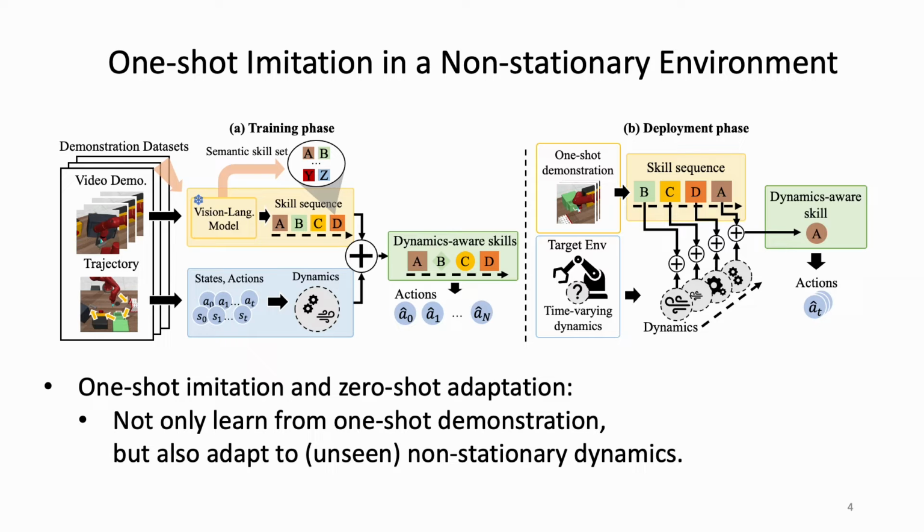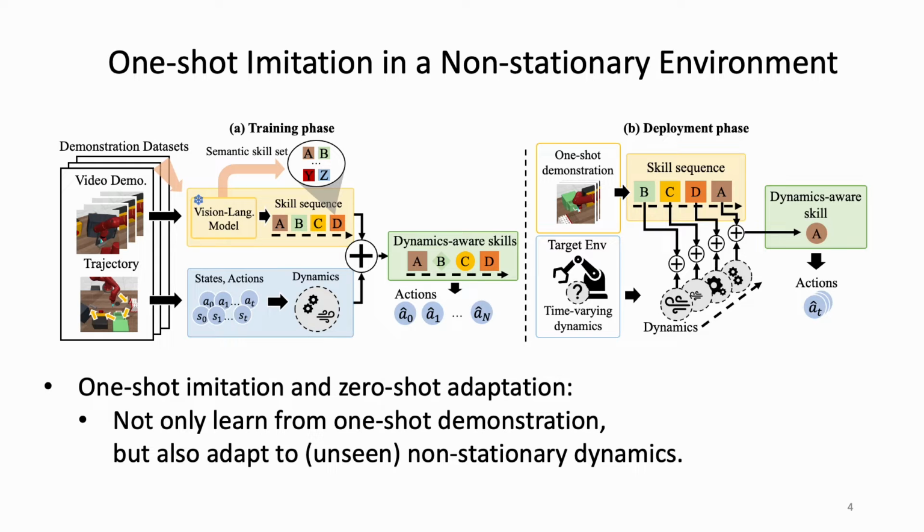Our work aims to solve the one-shot imitation problem in a non-stationary environment. One-shot imitation refers to learning from a single expert video demonstration. A non-stationary environment means the environment where the underlying dynamics changes over time. For example, an environment where the direction and strength of the wind changes every single time step.